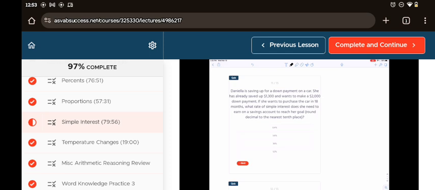Okay, so let's see. First of all, this is a different question than what we've been used to, but we're always welcoming challenges. So she has already saved up $1,300. That's how much she has in her hand, which means that's what she starts with. That's her principal. This is her goal, which means if we subtract, we know how much more she needs. 2,000 minus 1,300 is 700. That is how much she needs, which is also what she wants to earn as interest. So this becomes our I, okay?